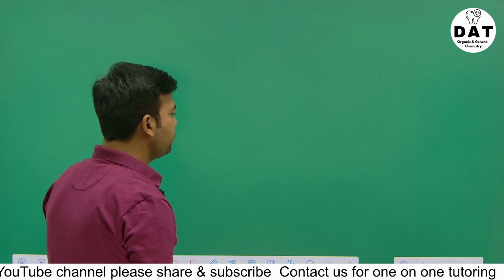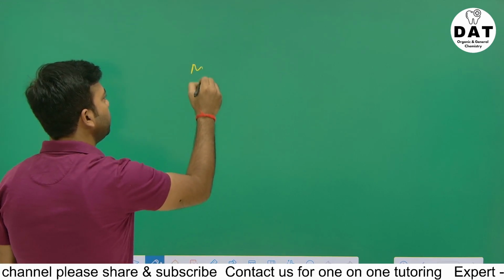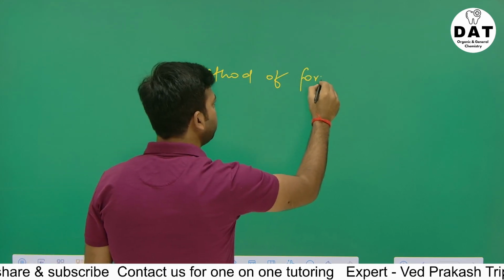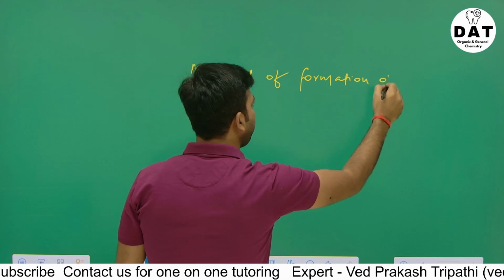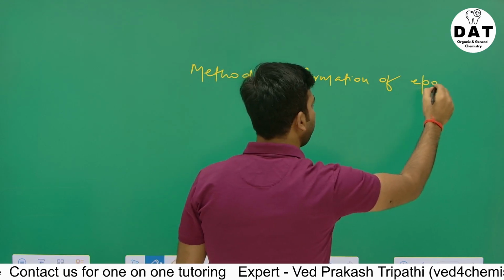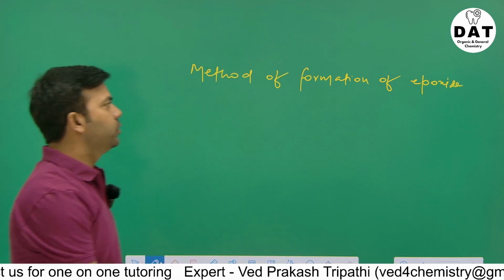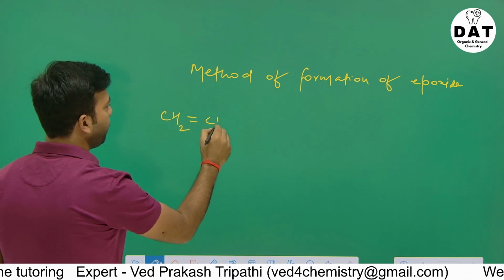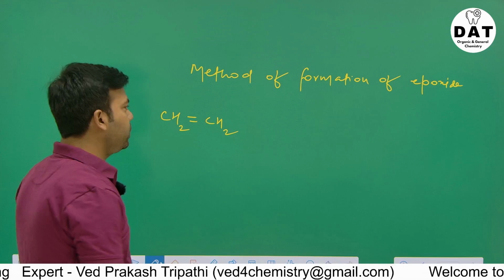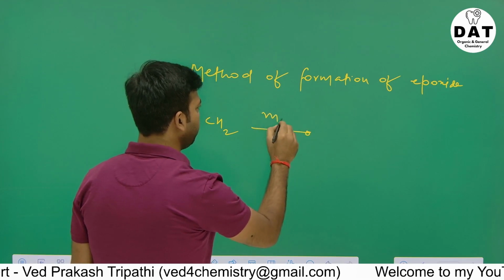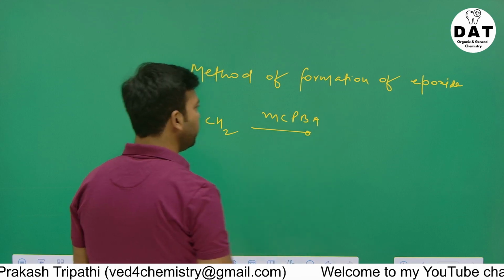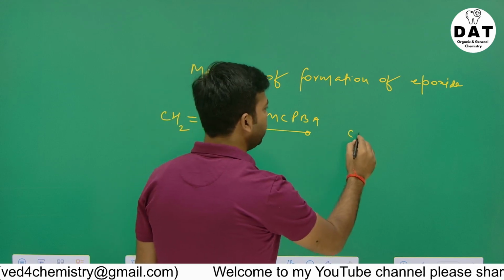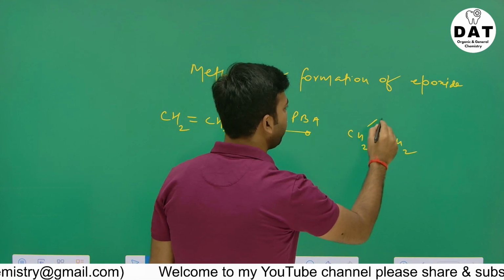Now we are going to discuss the method of formation of epoxide. So in the method of formation, suppose you have alkene like this. When alkene is treated with MCPBA, this is a reagent called metachloroperbenzoic acid, and it forms epoxide over alkene like this. Okay.